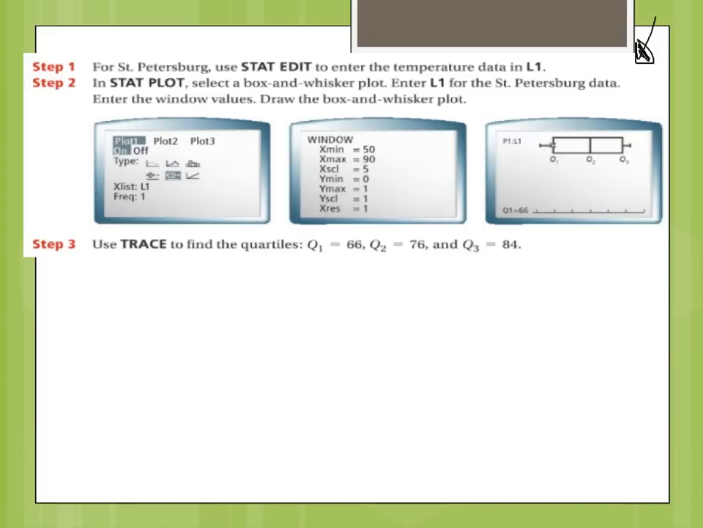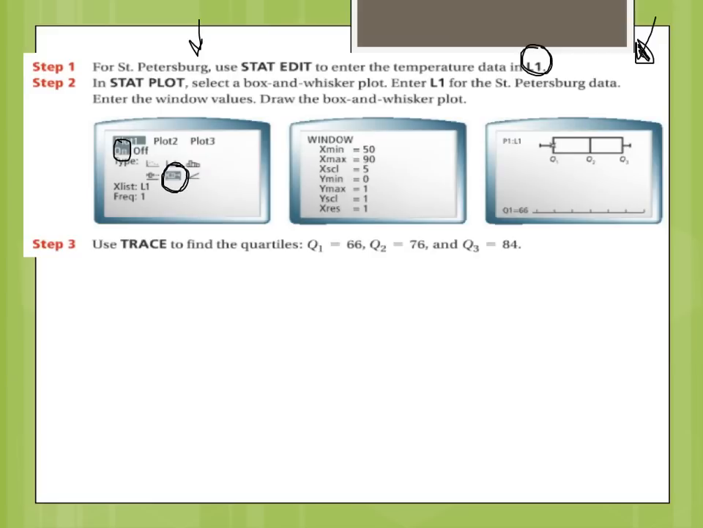So if I were to do the same St. Petersburg numbers, but I want to figure out the numbers on the graphing calculator, first you go to Stat Edit, and you have to enter all of your numbers, your temperatures, into your L1. Then you have to go to Stat Plot, and you have to make sure to have the plot on, and you want to have the box and whisker right there.